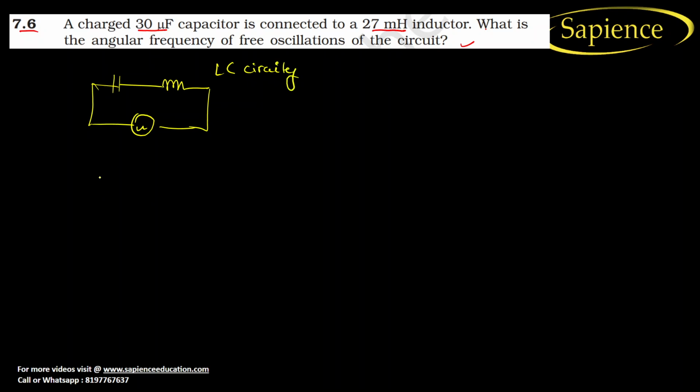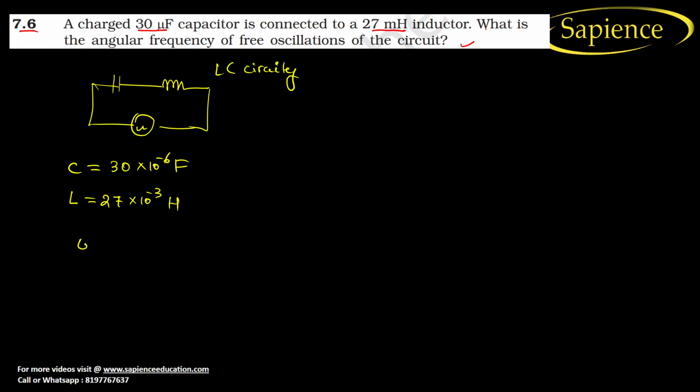Got it? And in the LC circuit, what have they given you? Capacitance 30 microfarad, means 30 into 10 power minus 6 farad. And the inductance they have given you is 27 millihenry, that is 27 into 10 power minus 3 Henry. Now what are they asking? What is the angular frequency of the oscillation?